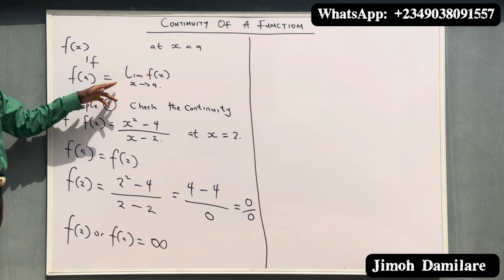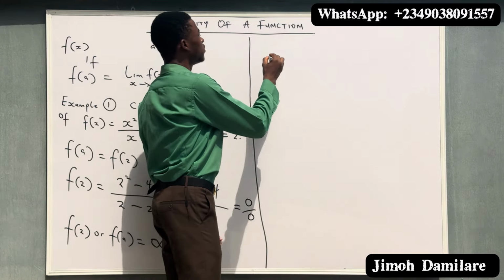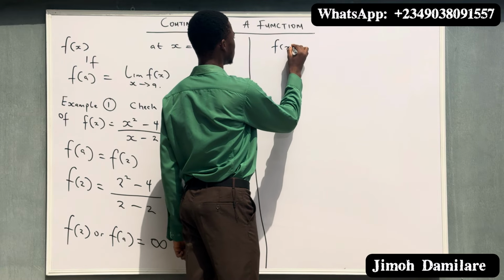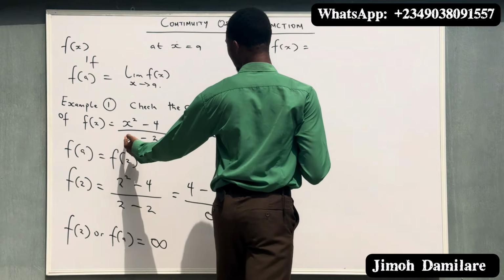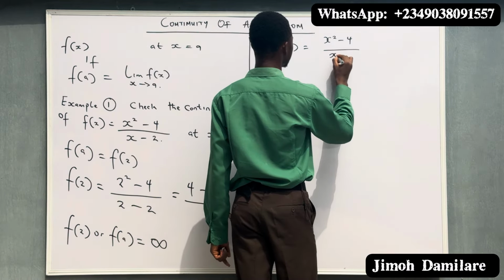The next step is to find the limit of f of x. We know that our f of x is equal to x squared minus 4 all over x minus 2. So this is what we have for our f of x. In order to solve this question, in order to find the limit, we can use several methods of limits.